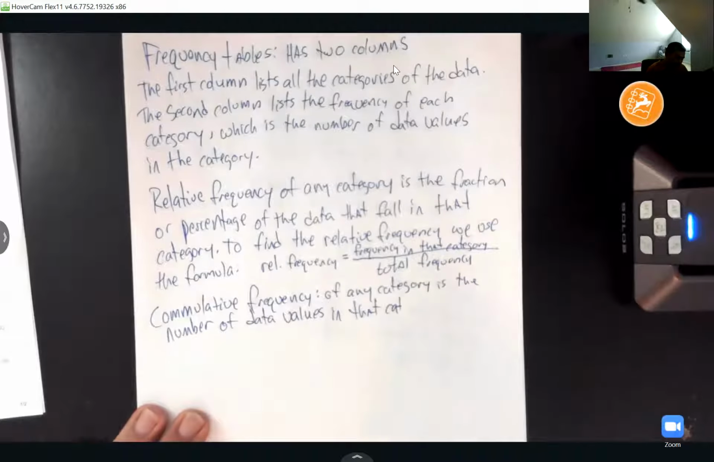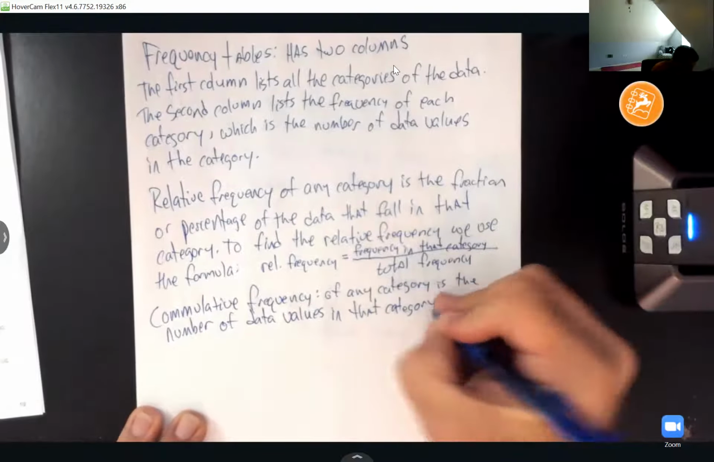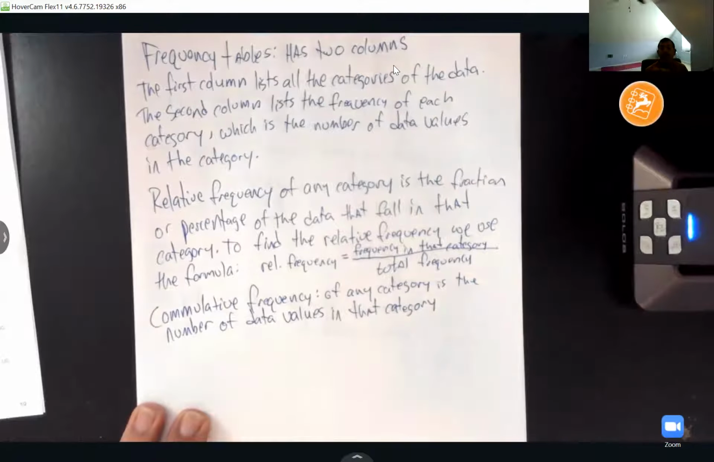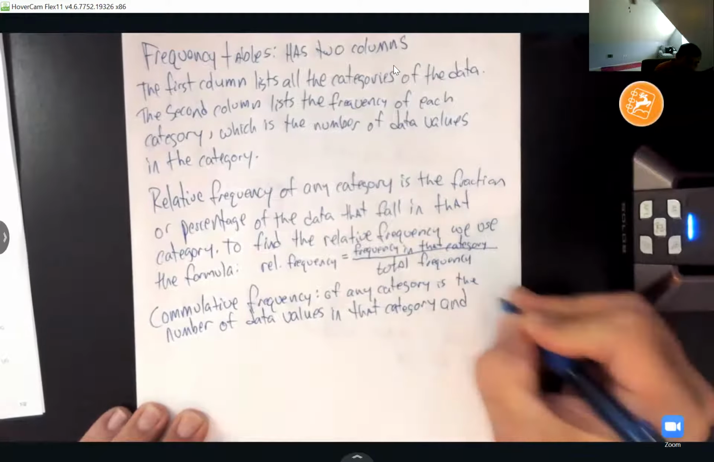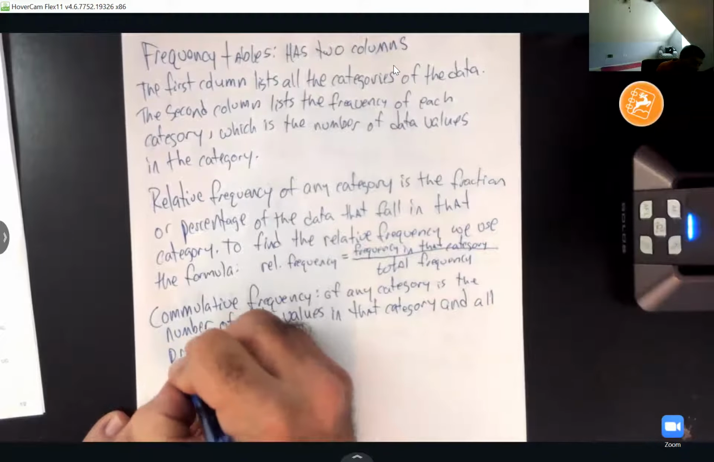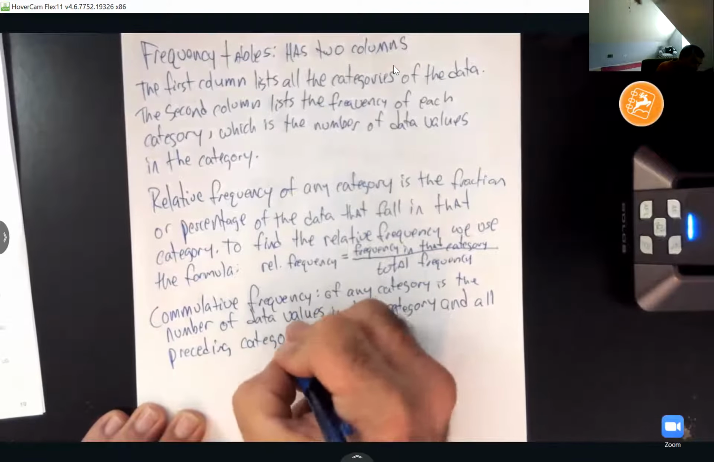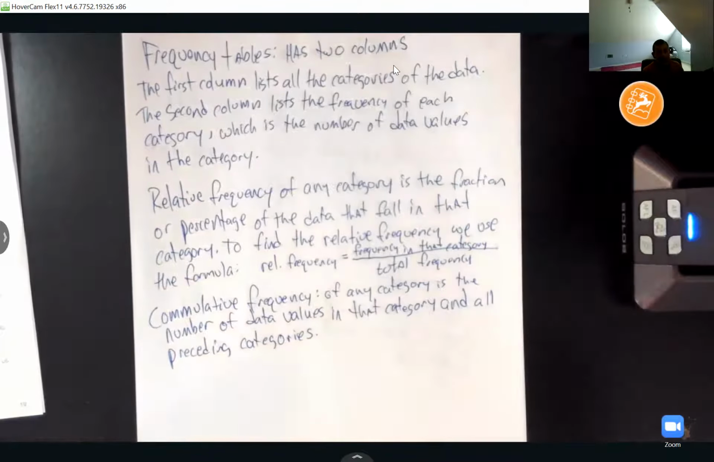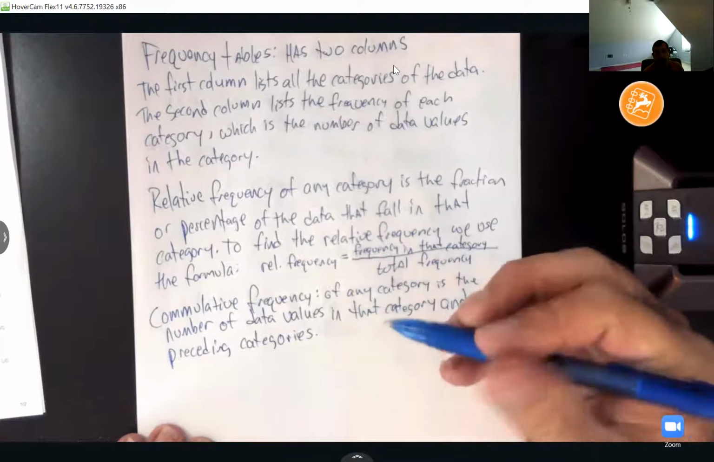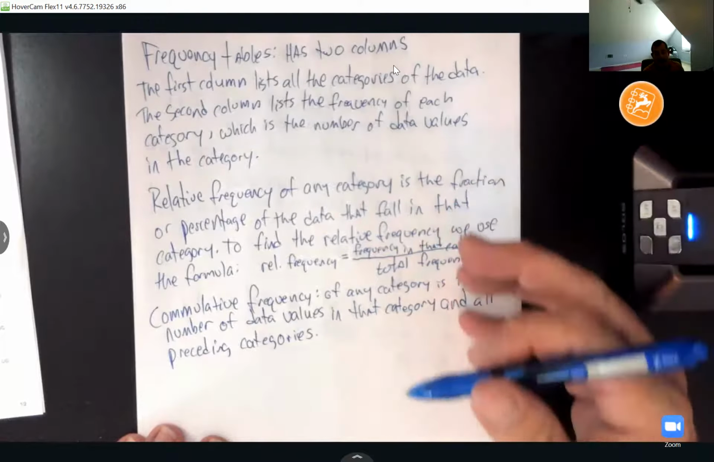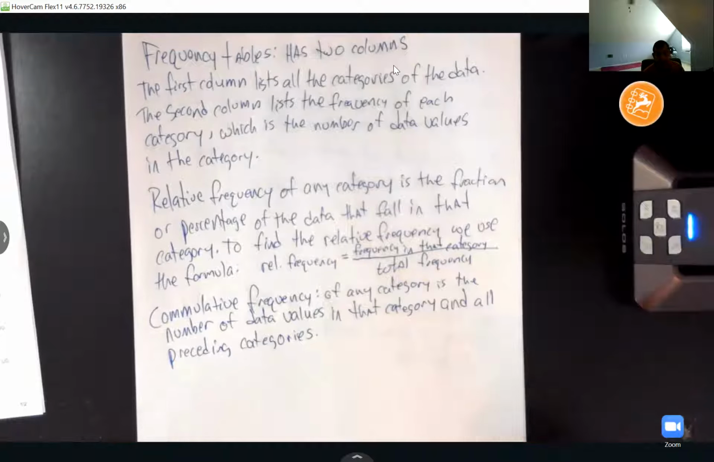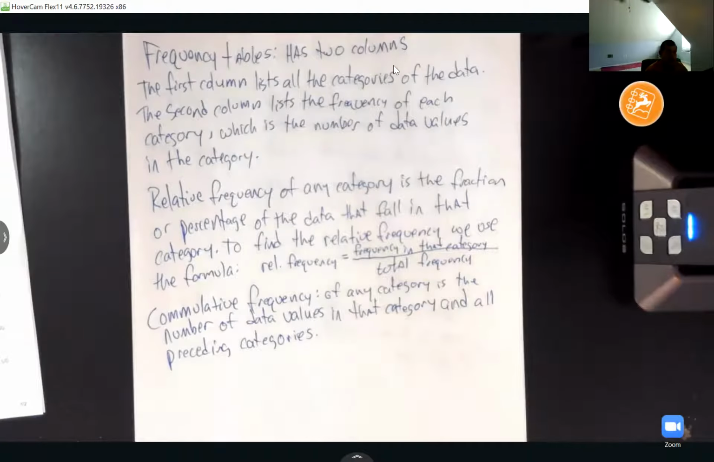All right. In that category and all preceding categories. So that column is just going to be a sum of each category being added as you go down the categories, okay? So we're about to make one of these up, so I'll get to show y'all more hands-on with what we got going on.